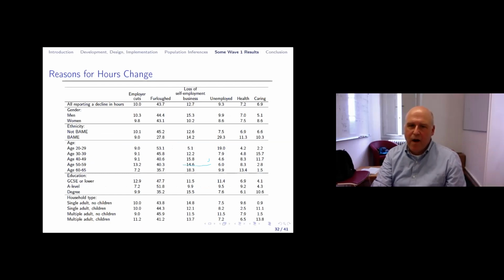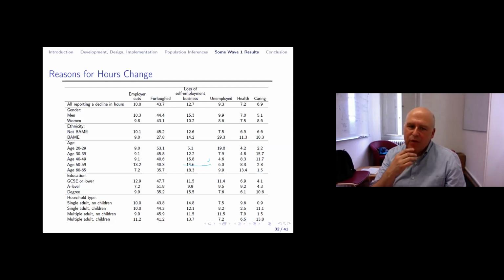This is about why people had changes in hours. So this is just the subset of people who reported a decline in hours, and you can see, as we suggested, a great deal of that has to do with the furlough program. But there have been losses of hours among the self-employed. In April, the government support scheme for the self-employed was not yet operational. Some of the loss of hours is due to unemployment, but health and caring is some too, but much less important so far than the furlough scheme.